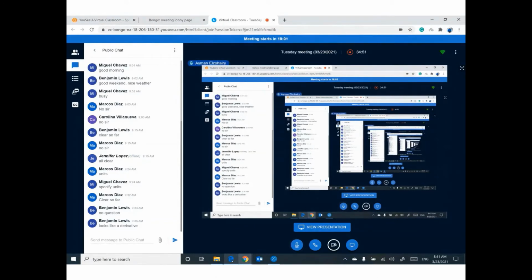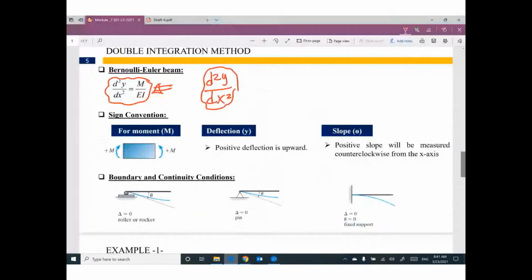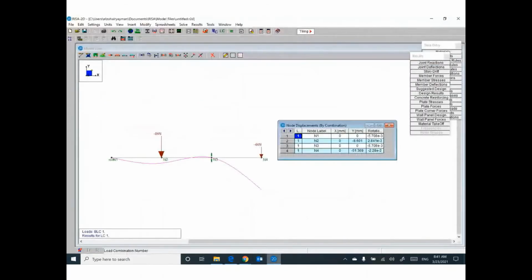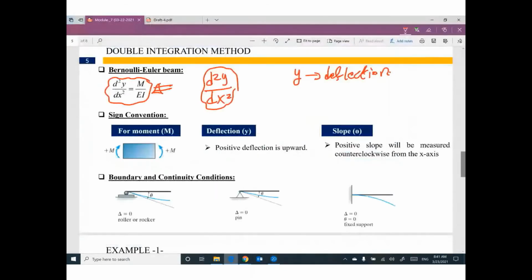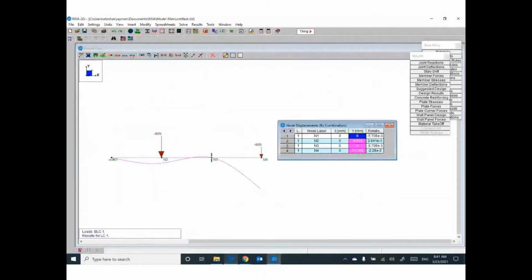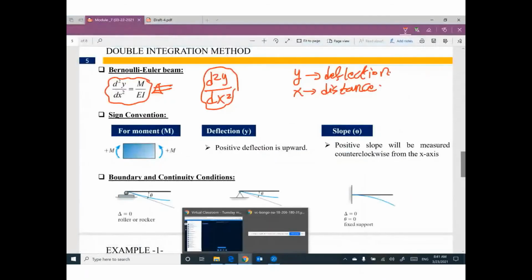Looks like a derivative. Okay, good. But how can I read it? By the way, y is the deflection. X is distance. So how can I read this expression? You should know.